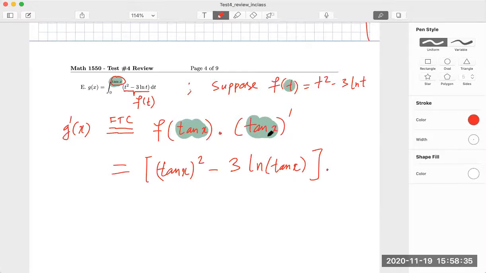Now, what is the derivative of 10x here? If you don't remember, double check the derivative table. You see the derivative of 10x is secant squared. Okay? And that's it for the fundamental theorem of calculus.